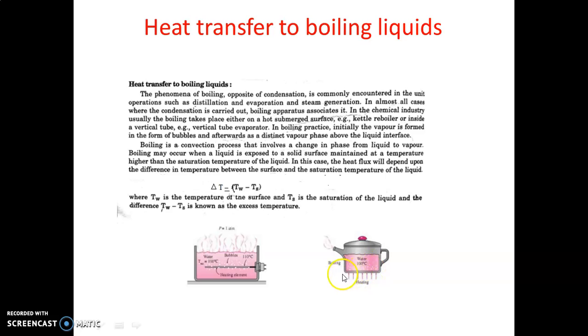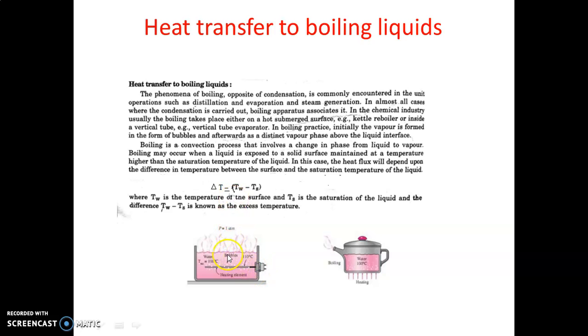In this case also, the heating is carried out here and the liquid pool is maintained here, so it is also called pool boiling. What happens when boiling takes place? When you heat any surface, bubbles are created. These bubbles have low density, so they rise through the liquid, go to the surface of the liquid, and then evaporate.